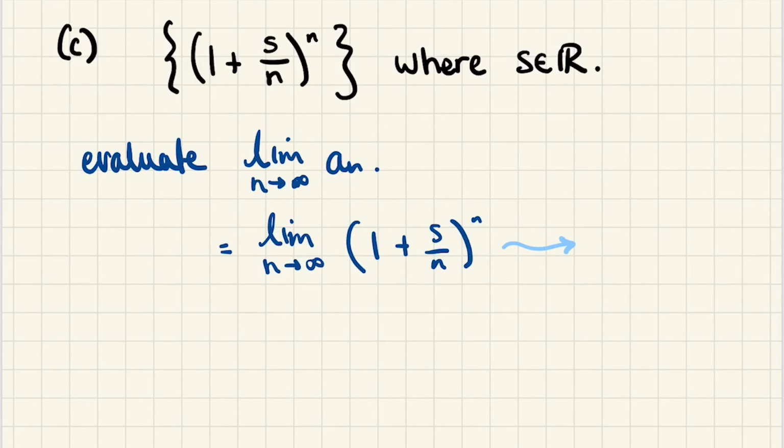All right, so what's the form that we get? Well, the base of this exponent is 1 plus s over n as n approaches infinity. So the whole base is 1, and the n in the exponent approaches infinity. So it's kind of the form 1 to the infinity.